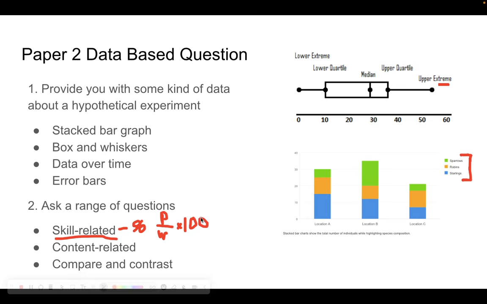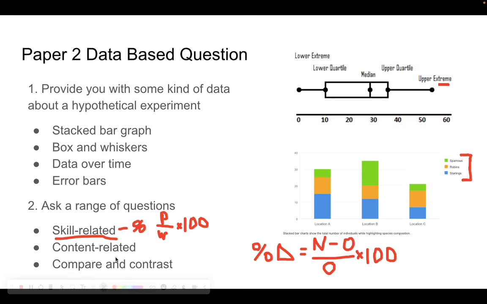Also, percent change comes up a lot. To calculate a percent change, this triangle is change, the delta sign. You want to do the new value minus the original value, divided by the original value, times 100. And you can use your common sense here in terms of percent change. Remember, percent change can be negative or positive.